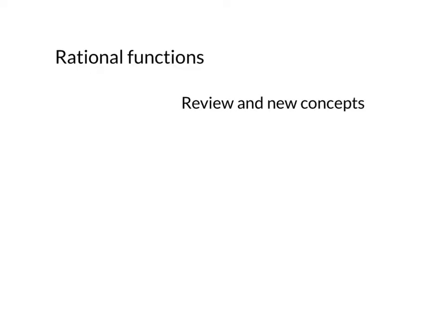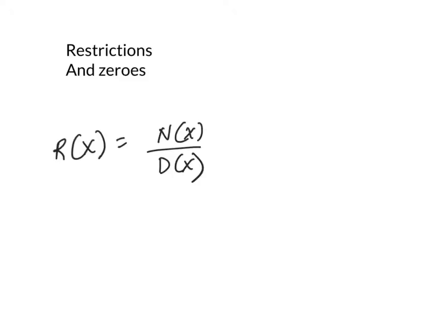So in today's video, we're going to review rational functions in regards to restrictions and holes and vertical asymptotes, and bring in new concepts from calculus. So when it comes to restrictions for a rational function, the restrictions come from the denominator. So when the denominator is equal to 0 and you solve for the x's, those x's are the restrictions.